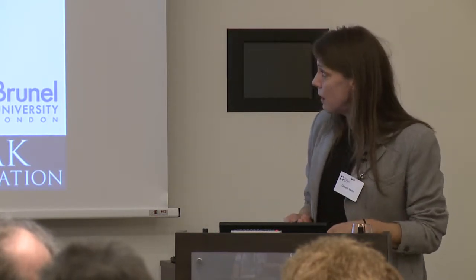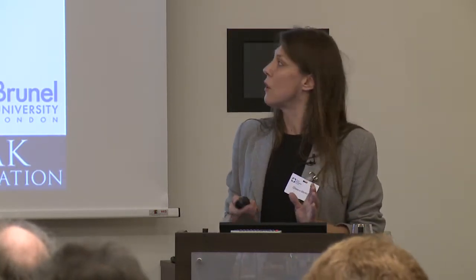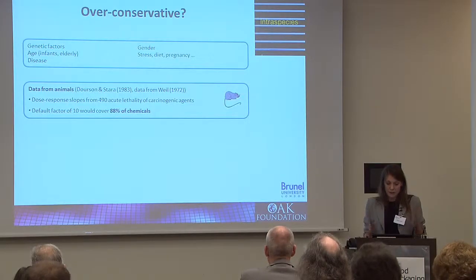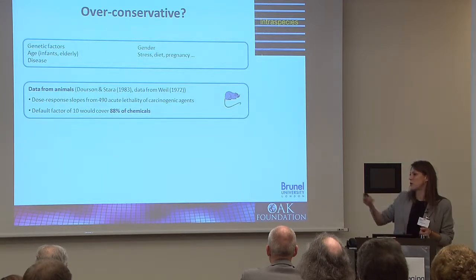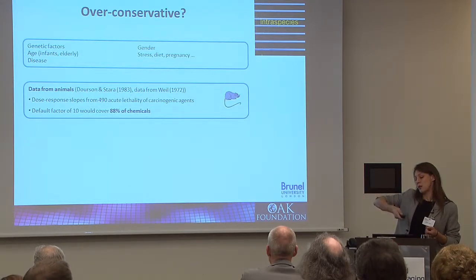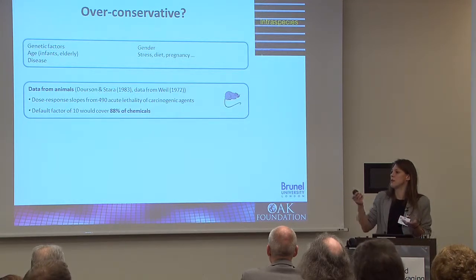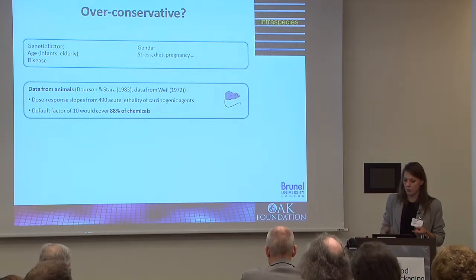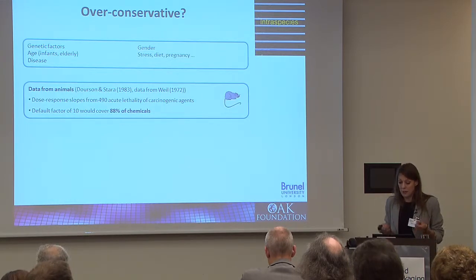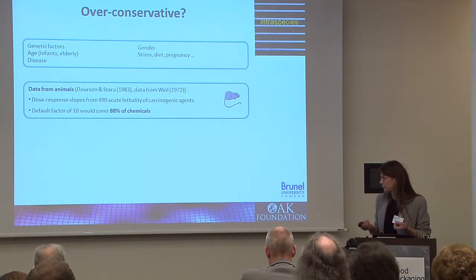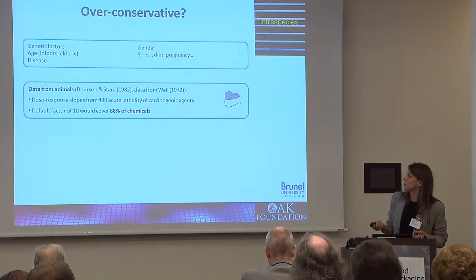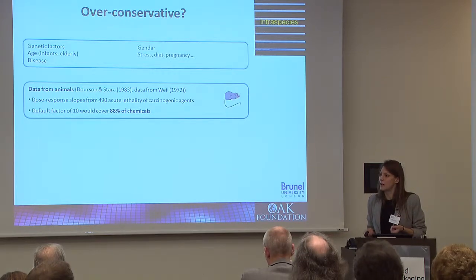And again, there are much fewer data sets that have looked at these differences. There's a large one that only looked at the differences within animals. And then they use the slope of the dose-response curves because when you have a dose-response curve, what you're actually measuring is differences in sensitivity or response between different animals. And they used that for nearly 500 carcinogenic agents. And then they found that if you compare that, your default factor of 10 would be sufficient for about 88% of chemicals.